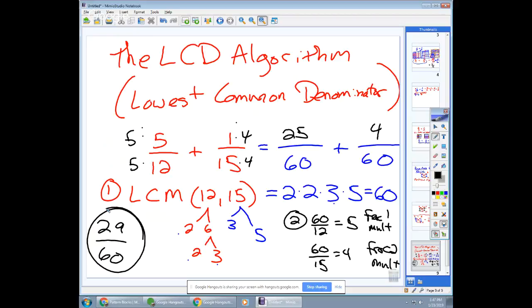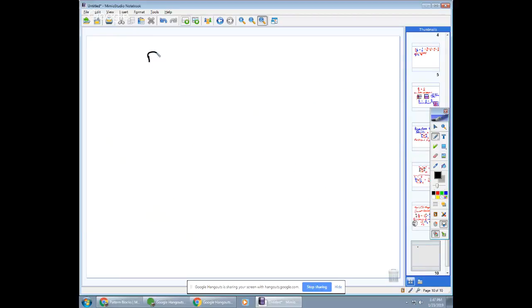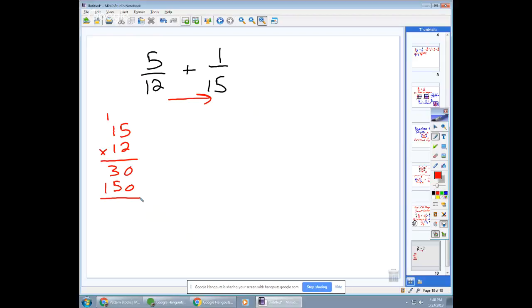Let's compare the same problem with the arrow algorithm. 5 over 12 plus 1 over 15. The arrow algorithm says you got to multiply these two together. I don't have a calculator nearby. I could say, okay, what's 15 times 12? So 5 times 2 is 10. Carry the 1, 2, 3, 0, 1, 5. I get 180. So that's my new denominator.